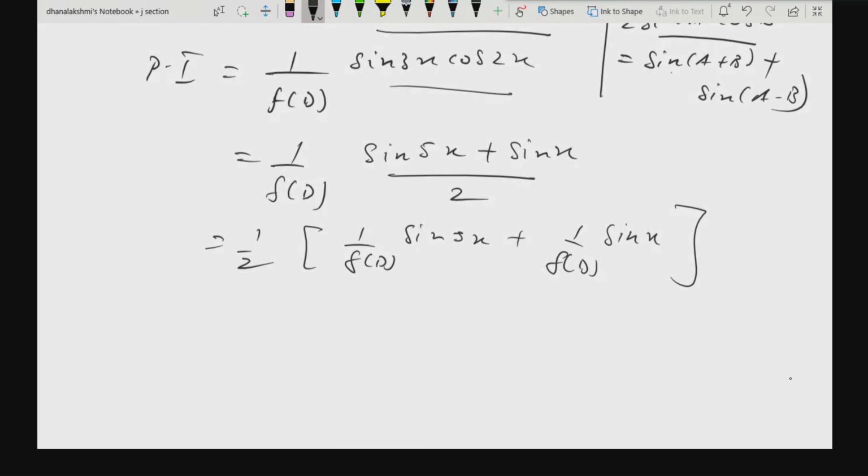And if just a constant is mentioned, suppose your q of x is 5 or any other constant, the particular integral is still given as 1 by f of d on 5. But this 5 is nothing but 5 e to the power 0x. So 5 will be as it is, replace d with 0, and if it is not equal to 0, in the denominator you will get a constant. If it is equal to 0, apply the other formula for e to the power ax.